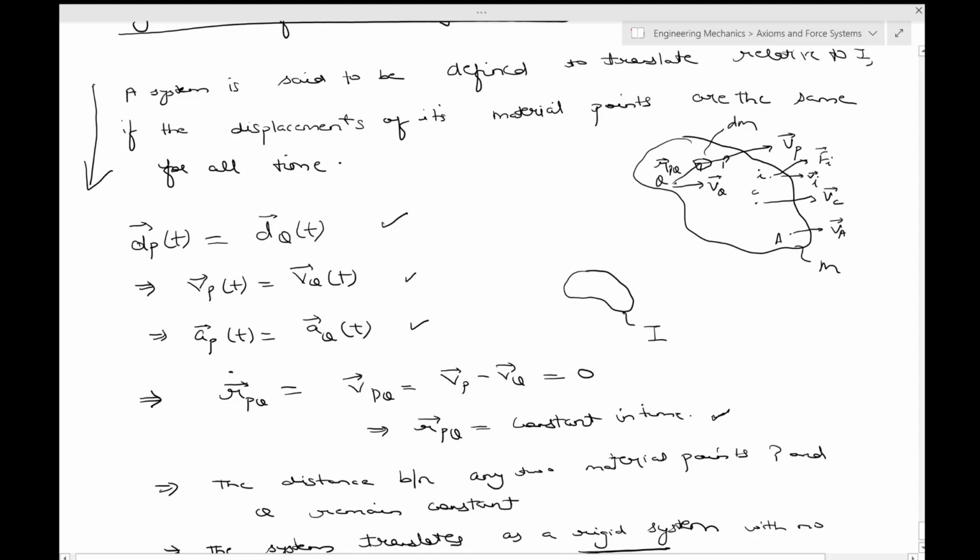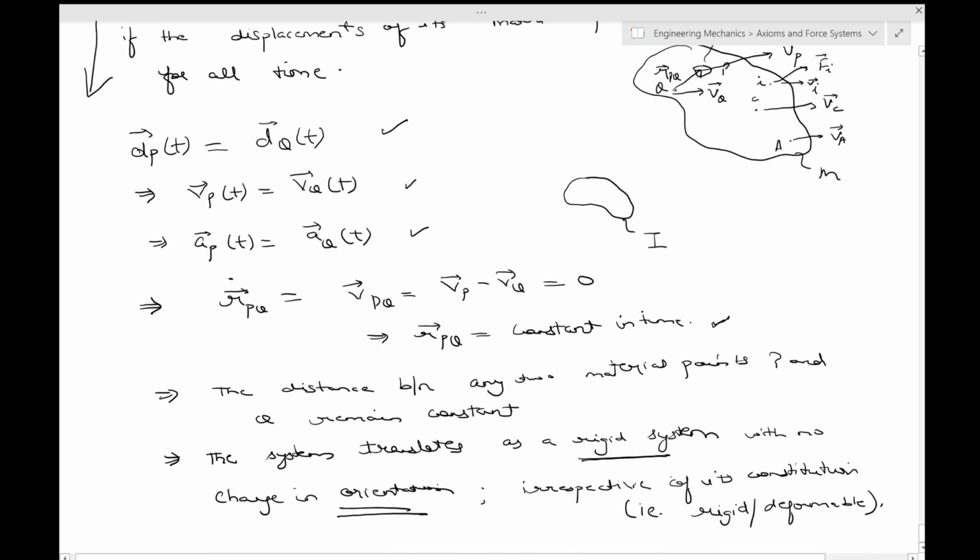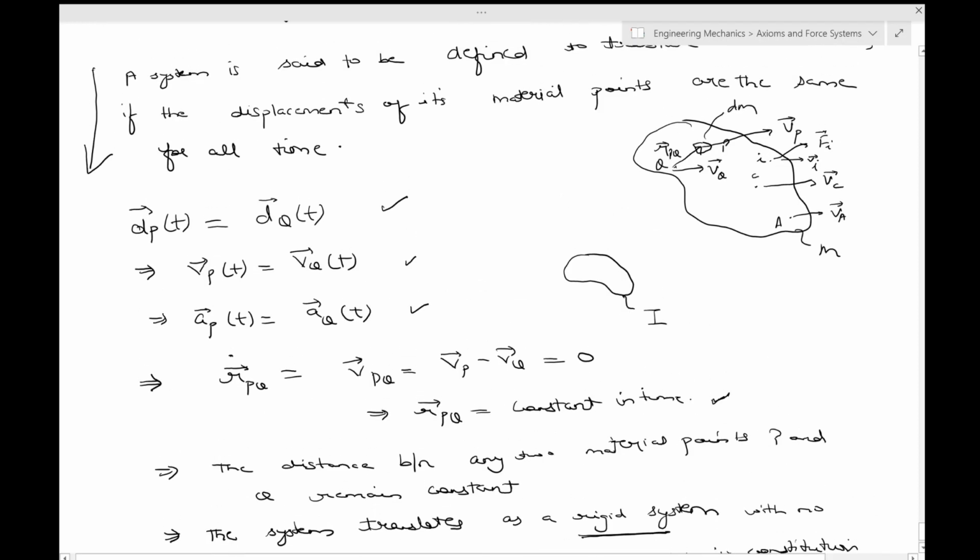So we never assumed, coming from this way, that the system was deformable or rigid. Okay, though what we get at the end, it looks like as if the material is rigid, and that's why we say that the system translates as a rigid system with no change in orientation irrespective of its constitution. The material itself could have been deformable, but it translates like a rigid system. Okay, and the important part is that you should note the direction of how we are flowing from this side, okay, to this final conclusion.